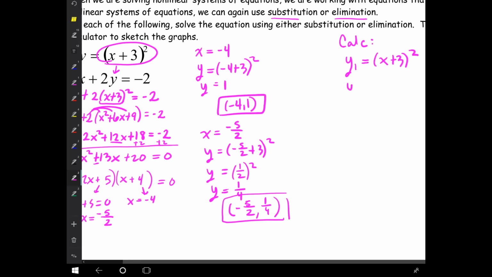y2 would be the second equation, so I'm going to have to take that second equation, which is x plus 2y equals -2, and solve for y. So subtract x, negative x minus 2. Divide everything by 2. And I understand that y is equal to negative 1/2 x minus 1.